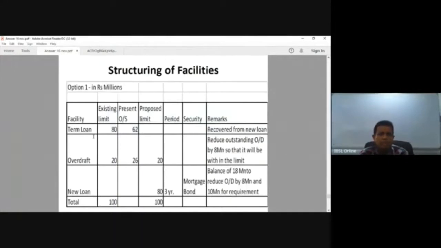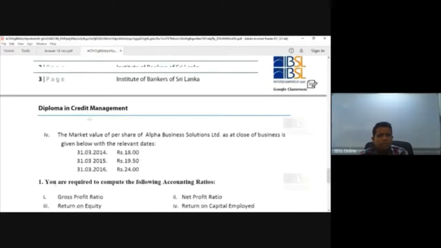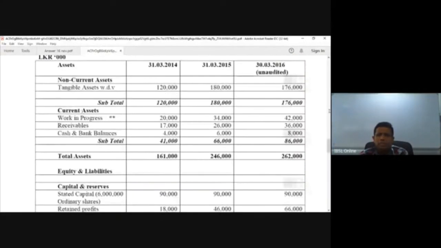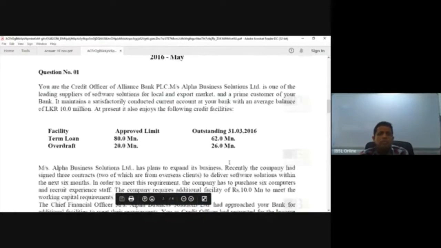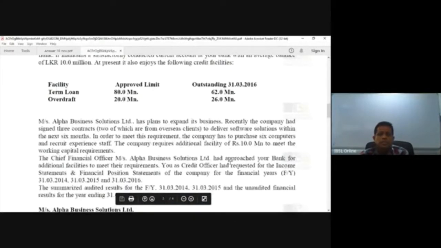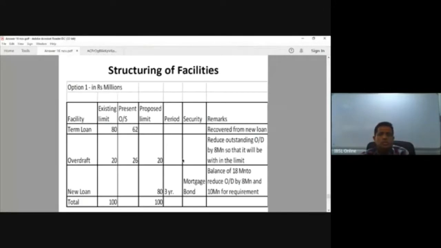First option. Now, if you go to the question itself, they have requested something. They have a limit breach of 6 million as far as OD is concerned. And in addition to that, for staff and for 6 computers, they need 6 million. Therefore, we can see how we can meet those requirements. Currently, they are enjoying a 100 million limit.